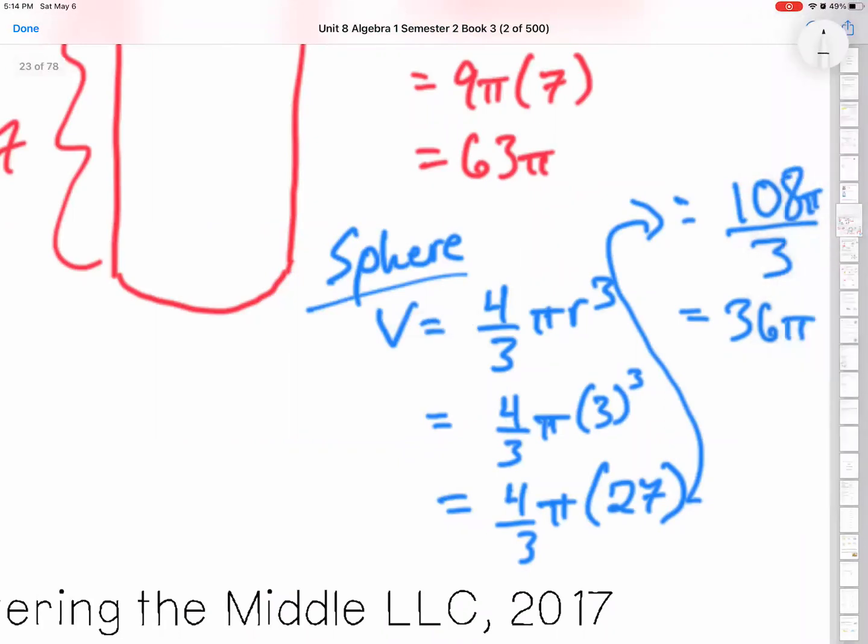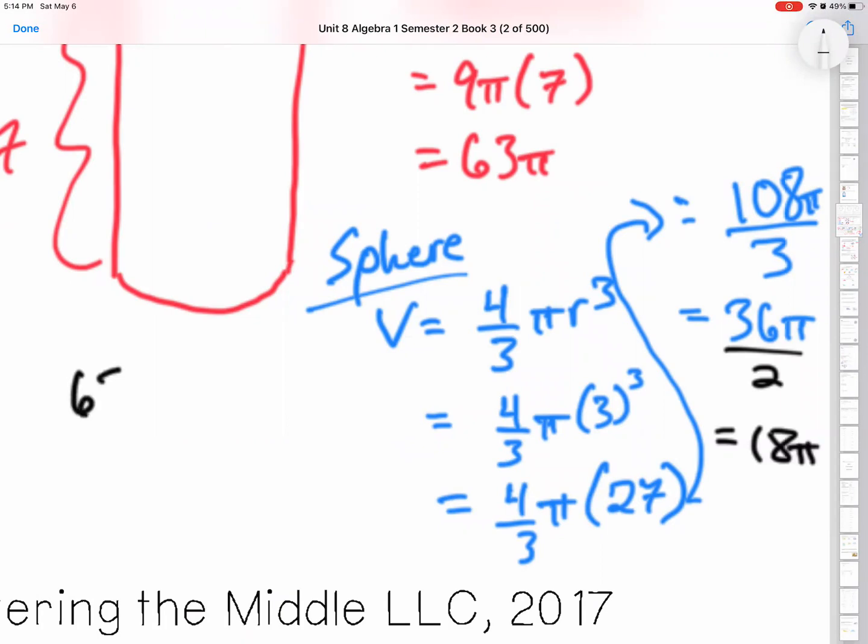Now, this is a full sphere, right? So we need to cut this sphere in half to become the hemisphere at the top that we need. And so that would yield us 18 pi. Okay, so just be careful of the hemisphere part. That kind of gets some students.